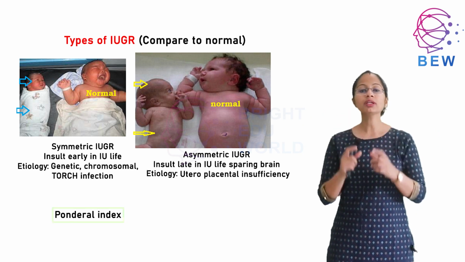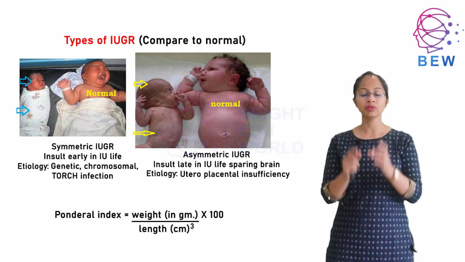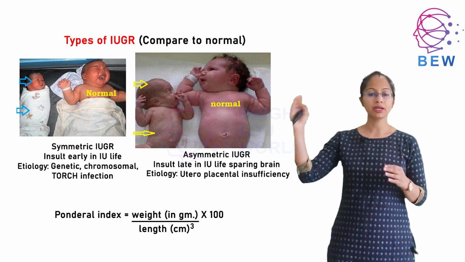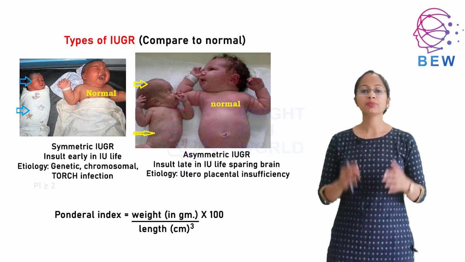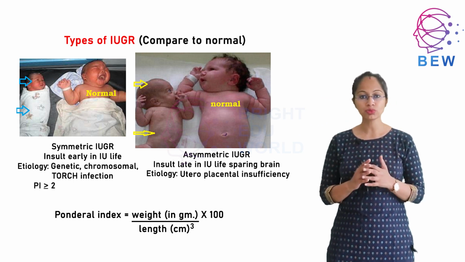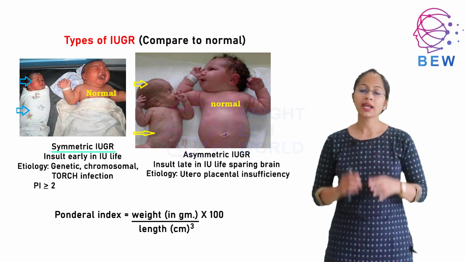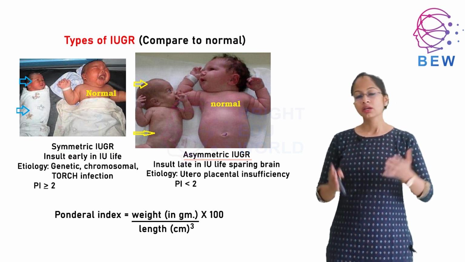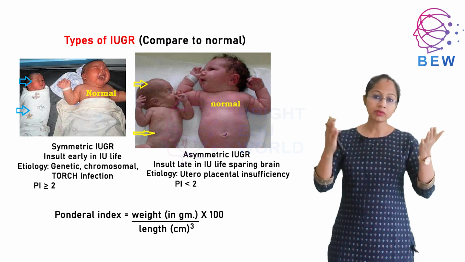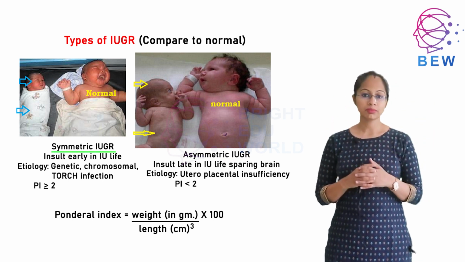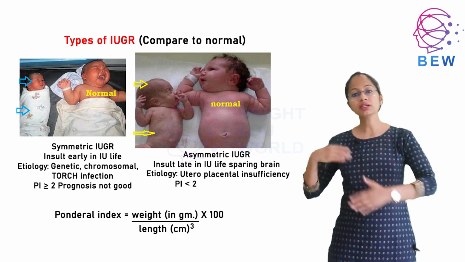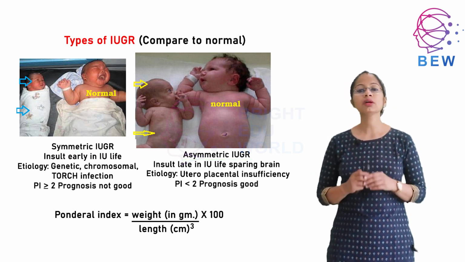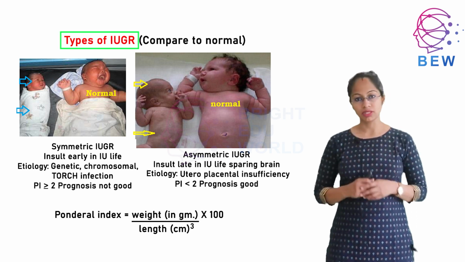So the Ponderal index, students, is weight in grams divided by length in centimeters cubed, multiplied by 100. A Ponderal index of greater than or equal to 2 suggests symmetrical IUGR, and less than 2 is asymmetrical IUGR. Because of the involvement of the brain, symmetrical IUGR babies have a poor prognosis, but asymmetrical IUGR babies have a good prognosis. So this is about symmetrical and asymmetrical IUGR.